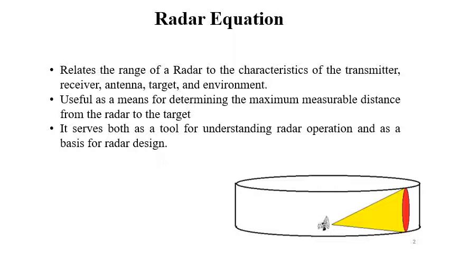It relates the range of the radar to the characteristics of the transmitter, receiver, antenna, target, and at the same time the environment. The radar equation is useful as a means for determining the maximum measurable distance from the radar to the target. It serves both as a tool for understanding radar operation and as a basis for radar design.